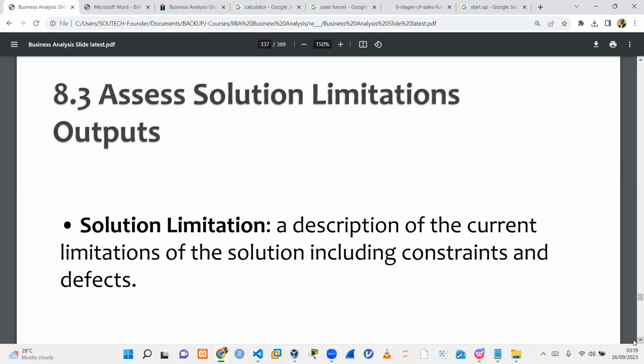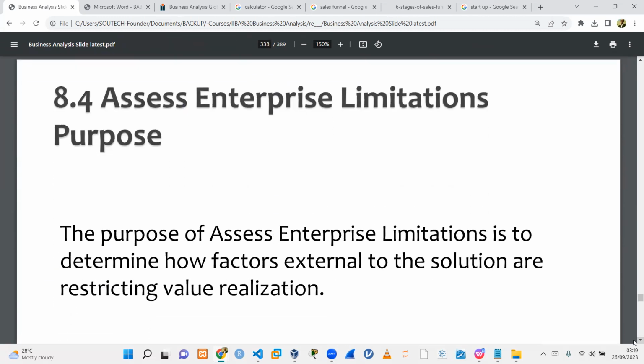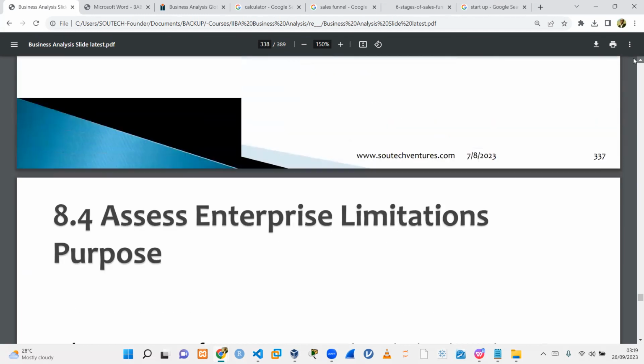And this is what's going to help you properly plan to counter them, to mitigate them, to make sure that you can have something tangible at the end of the day. And let's look at assess enterprise limitation. Now, the purpose of assess enterprise limitation is to determine how factors external to the solutions are restricting value realization.